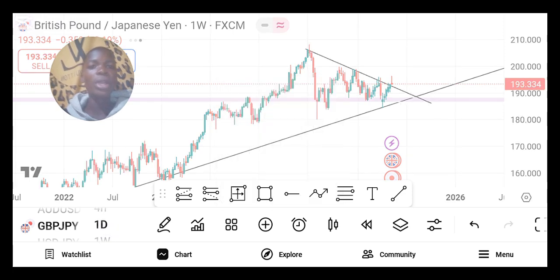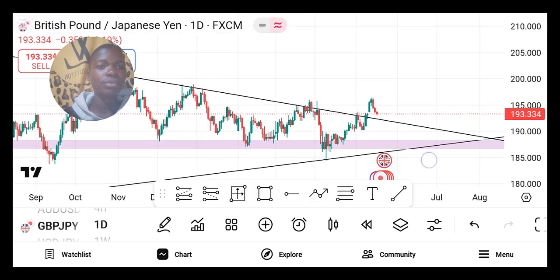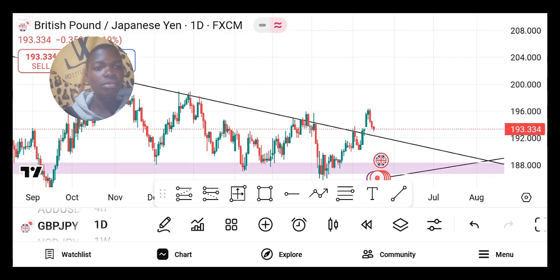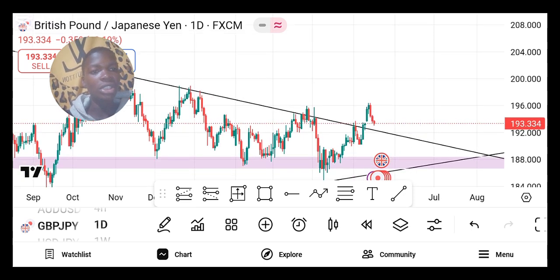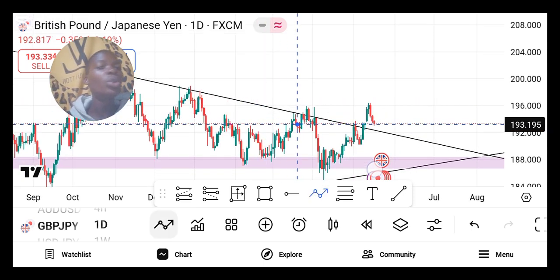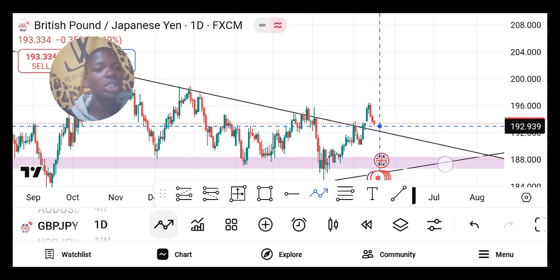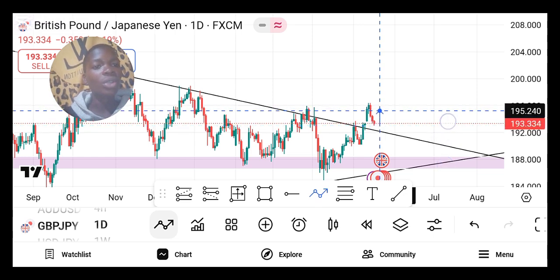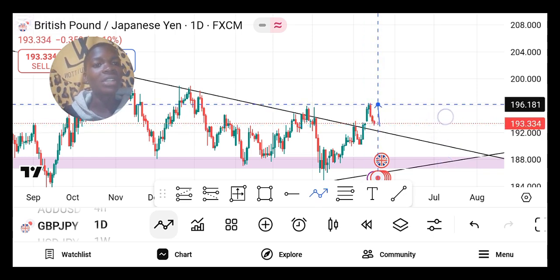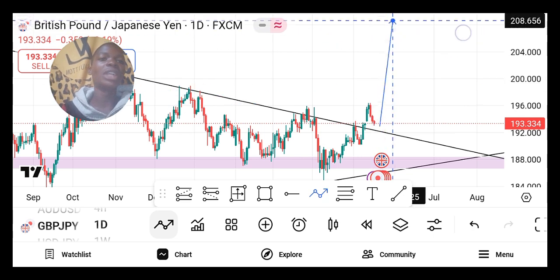I'm going to go down to the daily time frame to show you. So here we are on the daily time frame, guys. We already got the break of it, and then this is the pullback. So what we're really going to wait for on this trade is just an engulfing candlestick that is going to engulf this. Once an engulfing candlestick engulfs this on the daily time frame, that means, guys, the market is going to the upside.